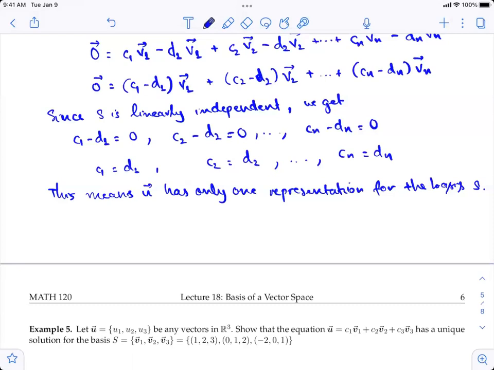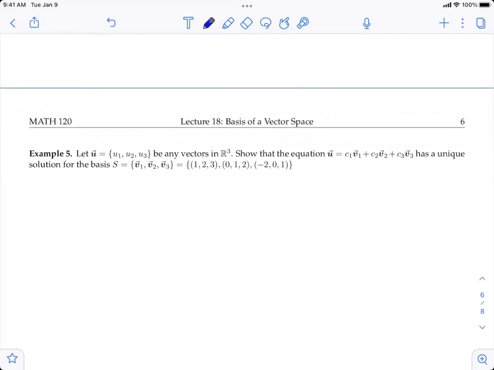Now let's take a look at the following example. In this example, let U equal U1, U2, and U3, so these are three-dimensional vectors. You want to show that U can be expressed as a linear combination of the vectors in S, where V1 equals 1, 2, 3, V2 equals 0, 1, 2, and V3 equals negative 2, 0, 1. We showed this part earlier in example 4, but we're going to dive into more detail on how you could obtain a unique representation of a vector in terms of a linear combination of all the vectors in the basis S.